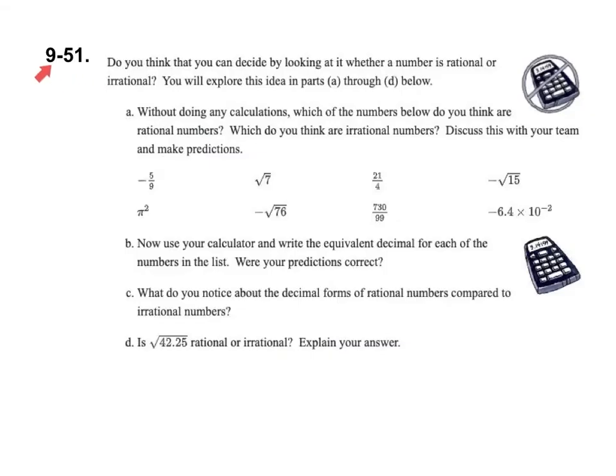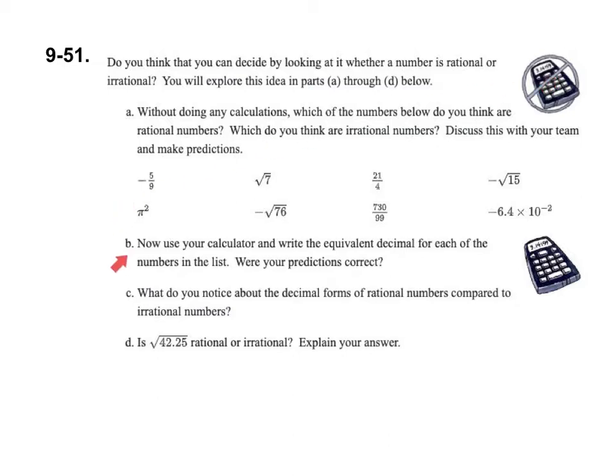All right, so moving on to the next problem, which is 9-51. Do you think you can decide by looking at a number whether it is rational or irrational? So here's what we're going to do first. In part A, I want you to look at these 8 numbers and just make a prediction. Do you think it is rational? Do you think it is irrational? And so on and so forth.